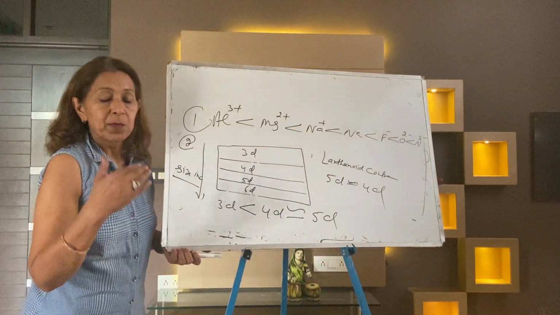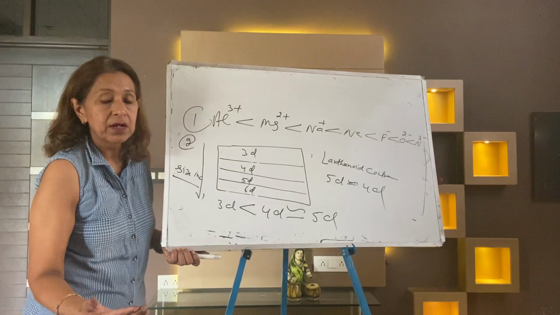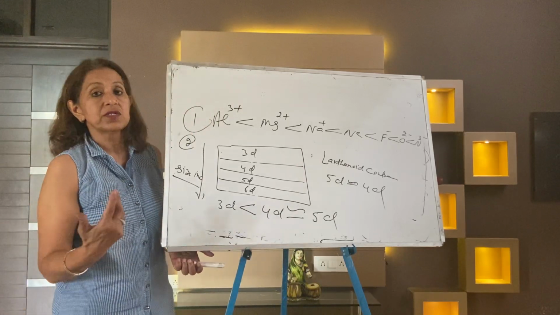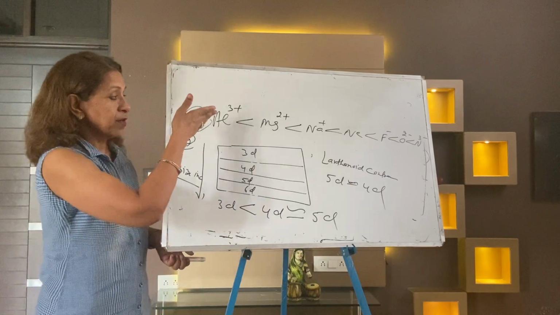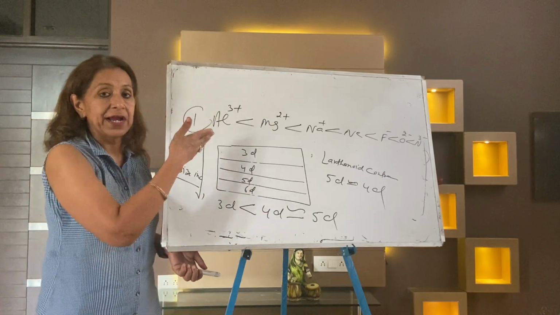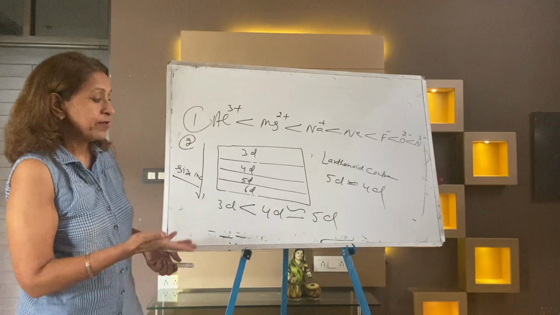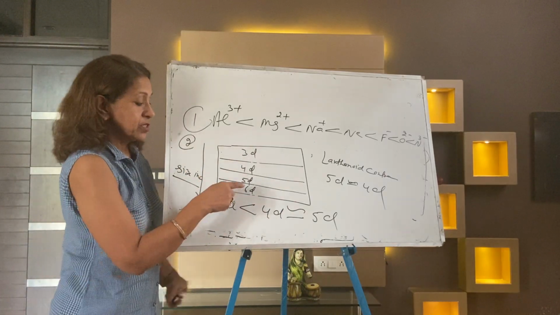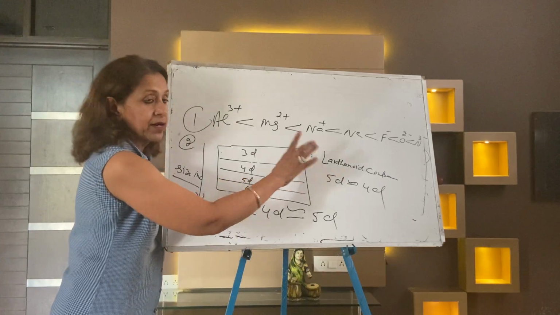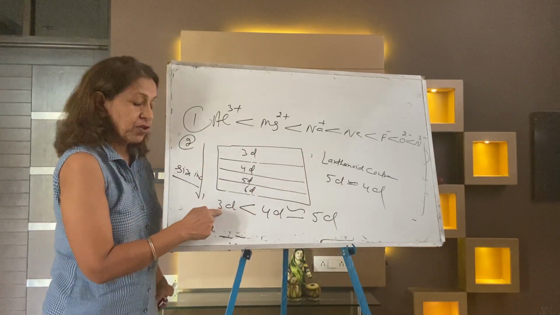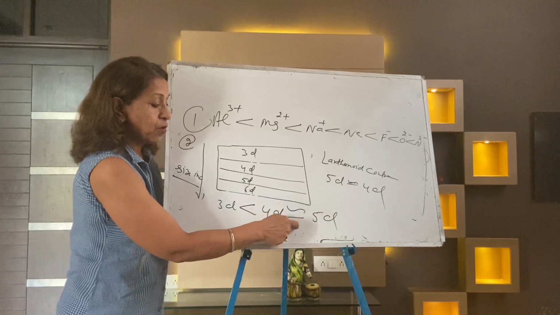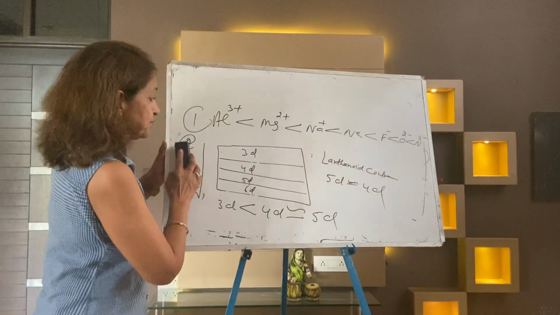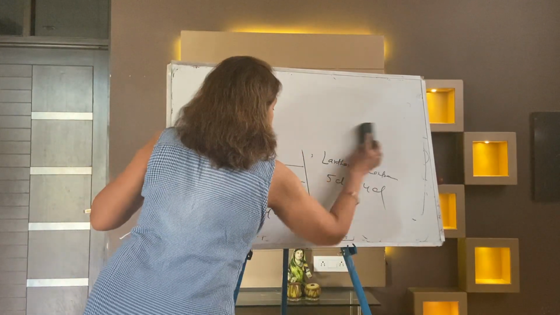First is atomic size decreases in a period because of the increase in the nuclear charge in a period. Atomic size increases in a group. Second is greater the positive charge, smaller the size; greater the negative charge, larger the size. Third point is 3D, 4D, 5D. Due to lanthanoid contraction, the size of the 5D decreases. Detail I will take in class 12th. What do you write down? 3D is smaller than 4D. It's approximately equal to 5D. Exceptional case.